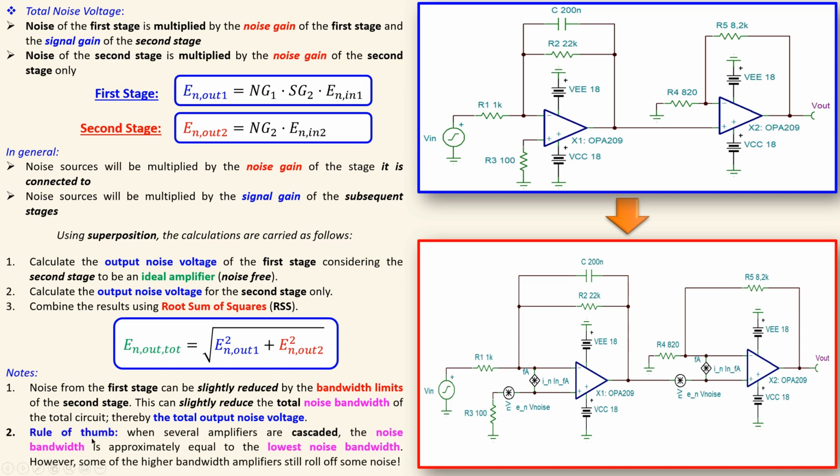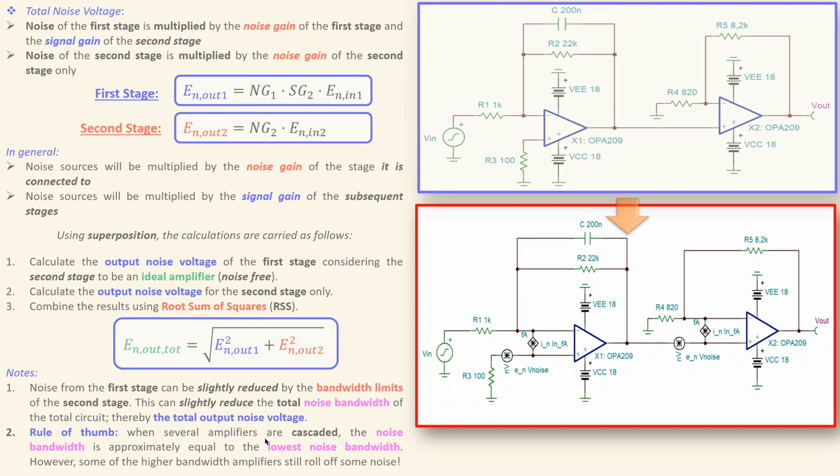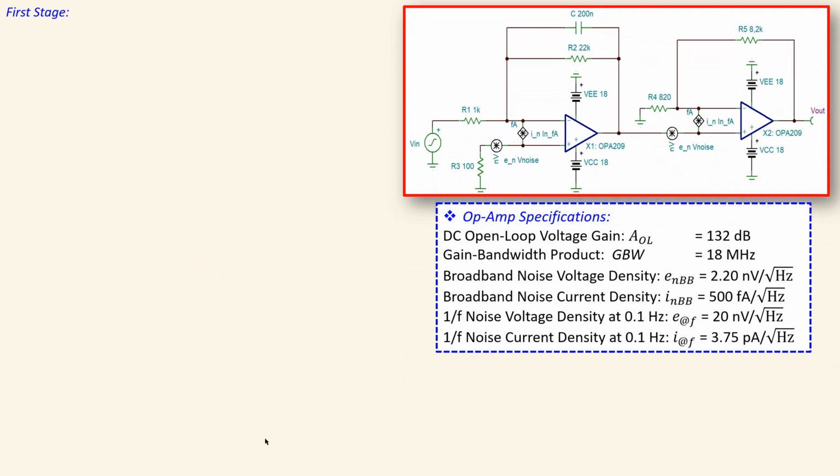In addition, we will use a rule of thumb when several op-amps are in cascade like this. We have two stages. Noise bandwidth is actually approximately equal to the lowest noise bandwidth. That is most of the time the case. However, some of the higher bandwidth amplifiers can still roll off some noise, so that will of course be important to consider. So this is just a rule of thumb. In most cases this is valid. Okay, now let's look at the first stage only and then calculate the noise performance.